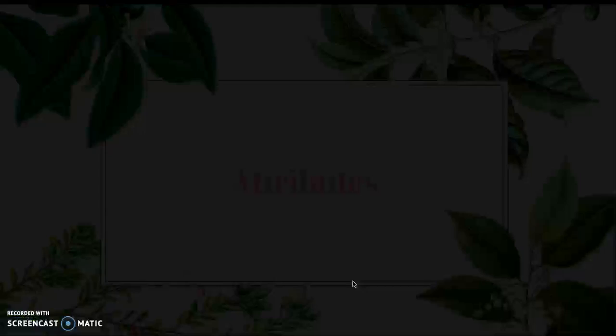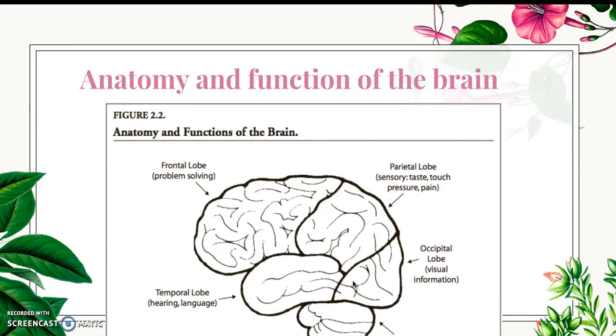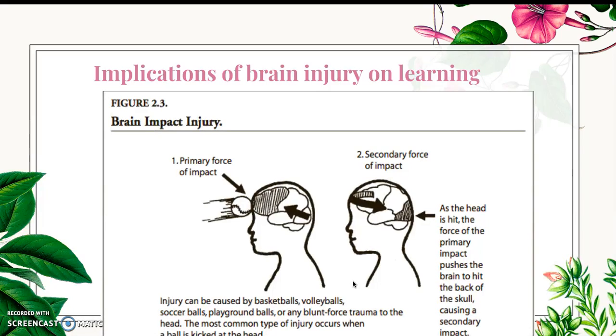So, attributes. Anatomy and function of the brain. As we can see, the frontal lobe is involved in problem solving. The parietal lobe is involved in sensory functions, such as taste, touch, pressure, and pain. The occipital lobe is part of visual information. The cerebellum, balance and coordination. And the temporal lobe, hearing and language. So those are the functions of the brain.